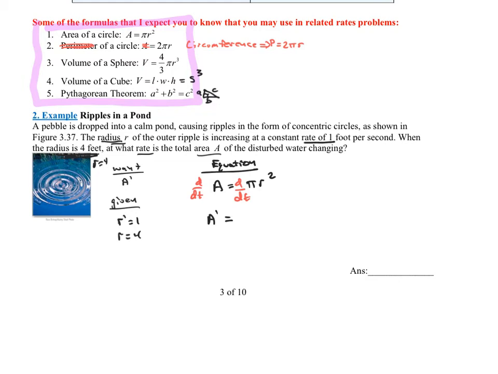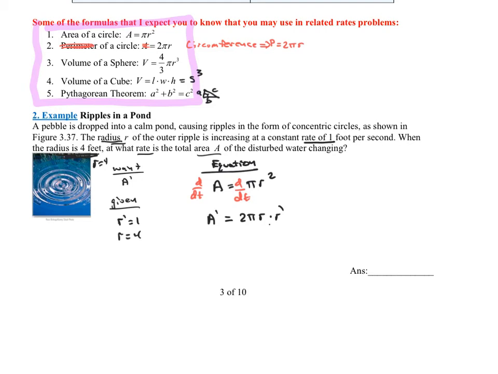What's the derivative of pi r squared? Well, remember, pi is just a number. So we drop the power, so that would be 2 pi r to the first power. And then we need to multiply that times r prime. Don't forget your chain rule. So I'm getting the derivative of the equation to be A prime equals 2 pi r r prime.